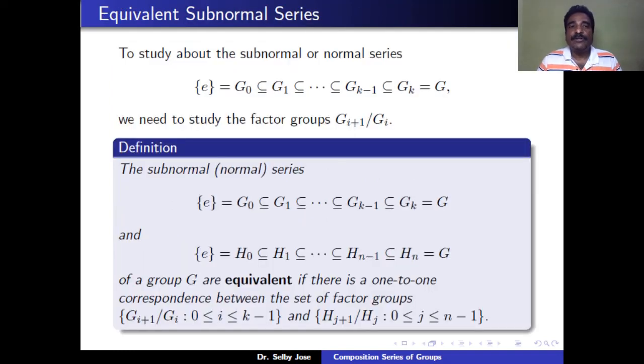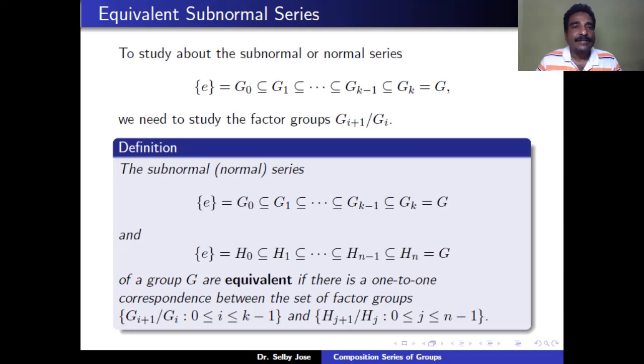So to study the subnormal series G0 contained in G1 contained in etc., G(k-1) contained in Gk, which is equal to G, we need to study the factor groups. We know that Gi is normal in G(i+1), therefore G(i+1) mod Gi is a quotient group which is defined. So if we want to study the subnormal series, we need to study the factor groups G(i+1) mod Gi.